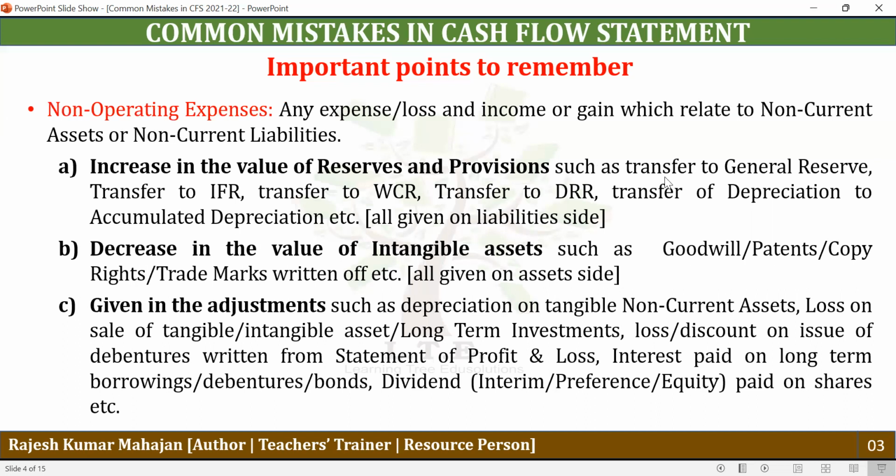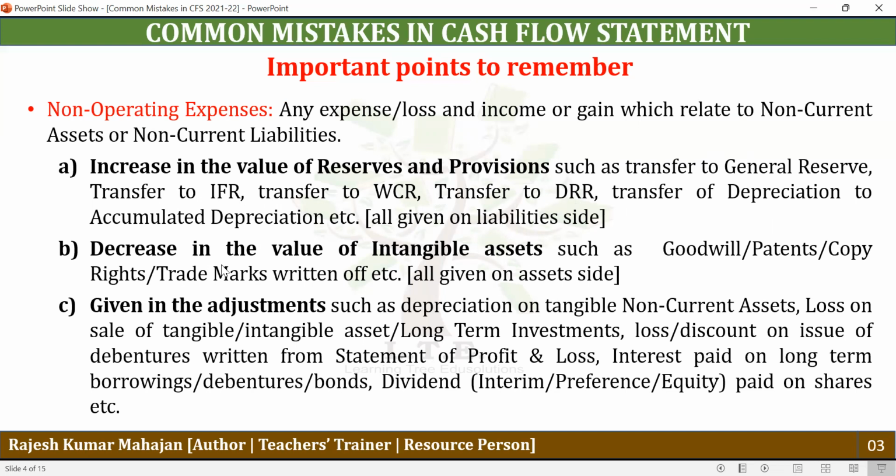So if you find an increase in the value of investment fluctuation reserve, workman compensation reserve, or general reserve, or debenture redemption reserve, or if you find an increase in the value of accumulated depreciation, it means the profit has been transferred to these accounts. So whenever the profits are transferred to provisions and reserves, which are meant for non-current assets and non-current liabilities, this is a non-operating expense.